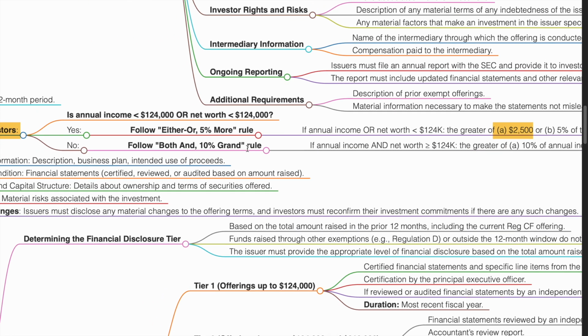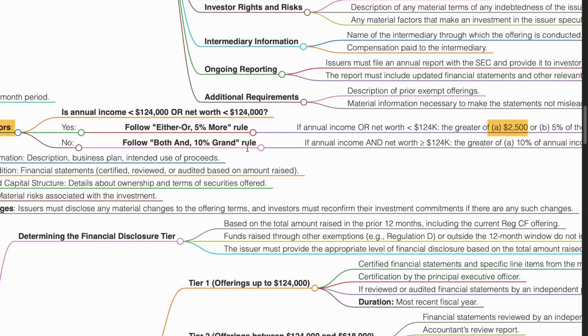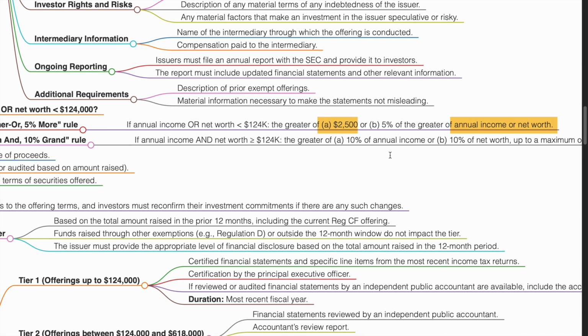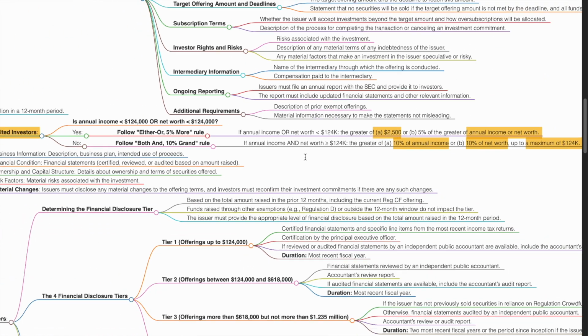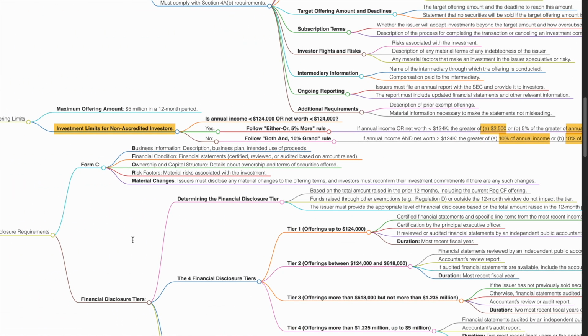Now, if their annual income is not less than $124,000 or their net worth is not less than $124,000, well, then you're going to follow the both and 10% grand rule, which says that you're going to look at the greater of 10% of annual income or 10% of net worth. So that's a relatively easier logic tree to work through, right? You just look at the annual income, you look at the net worth, you take 10% of both. Whichever one is larger, well, that's the number you can go with. That's the investment cap, up to, crucially, a maximum of $124,000. So that's super important to keep in mind.